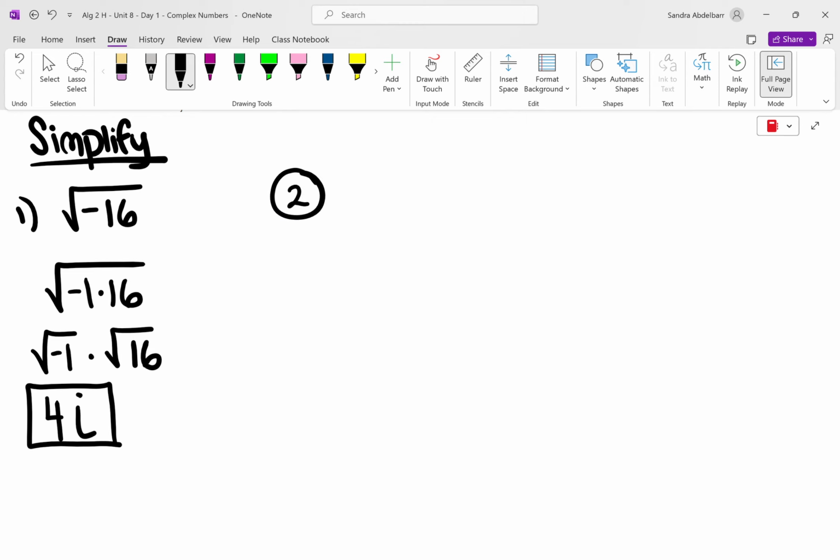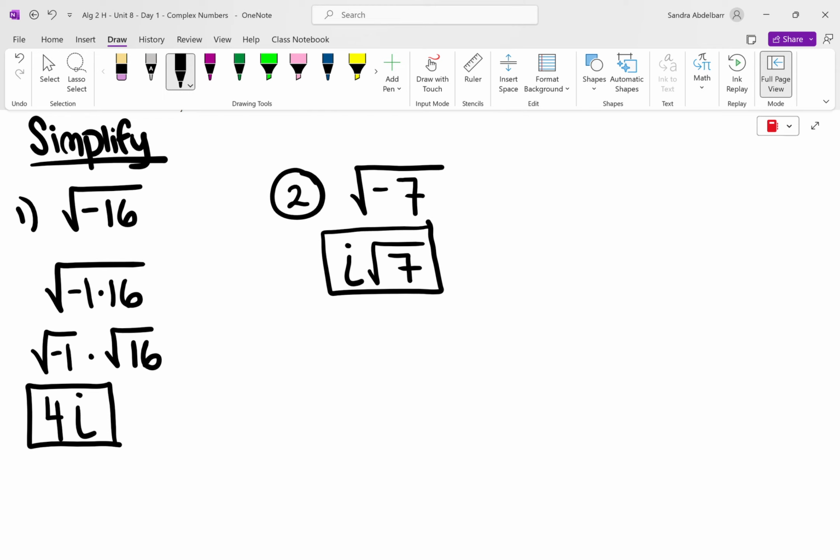Obviously we do not need to go through that long process every single time. We can just simplify. So if I have the square root of -7, you are never ever allowed to leave that negative underneath the radical. You pull out an i. Because I cannot simplify the root of 7, it just becomes i root 7. Give this one a try. See what you think ends up happening here.